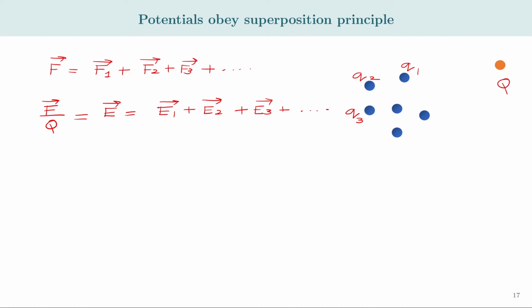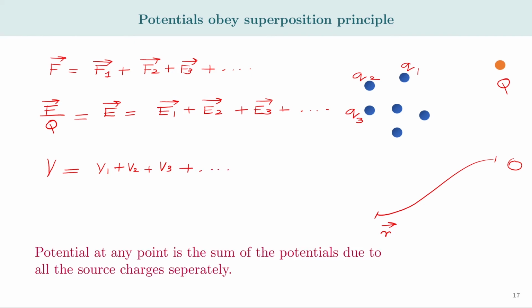Now, when we integrate from a common reference point, let us assume this is the reference point O, to point r, it follows that the potential also satisfies the superposition principle. That is, the total potential will be equal to V1 plus V2 plus V3, etc. That is, the potential at any given point is the sum of the potentials due to all the source charges separately. Note that this is an ordinary sum, not a vector sum.